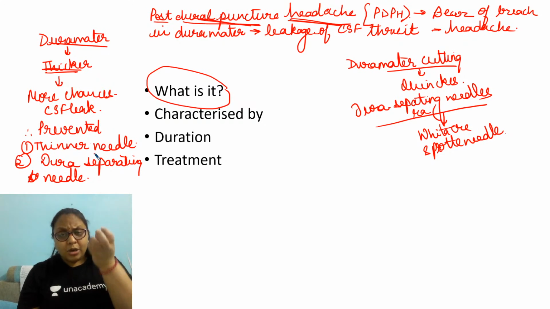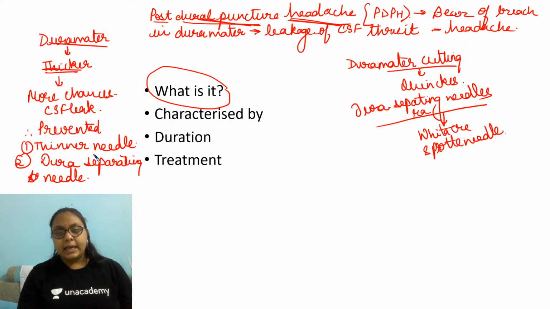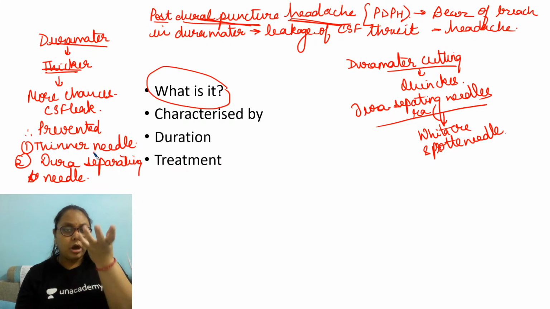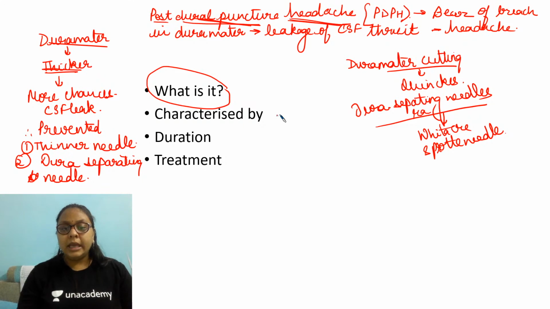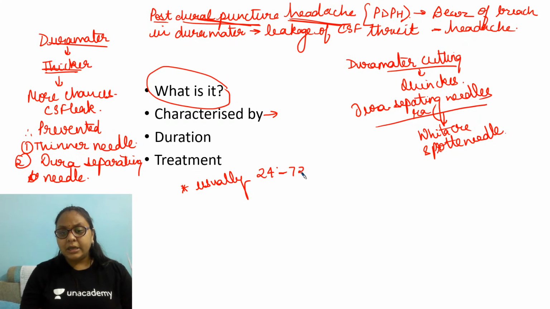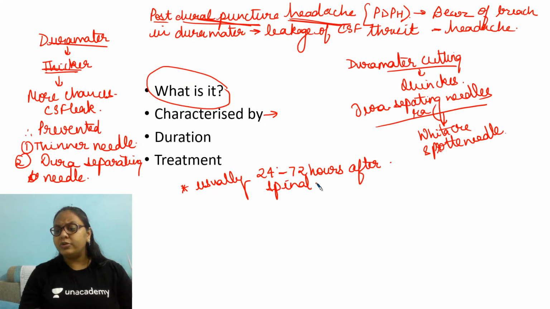Now, because of the CSF leak, why is there headache? CSF leak हो रहा है तो क्या होगा? There will be traction on the brain and its membranes, and therefore there is headache. Now, ये जो headache होता है, it is characterized by usually starting within 24 to 72 hours after spinal anesthesia. ज़्यादातर 24 to 72 hours के बाद हम लोग देखते हैं कि ये headache शुरू होता है.